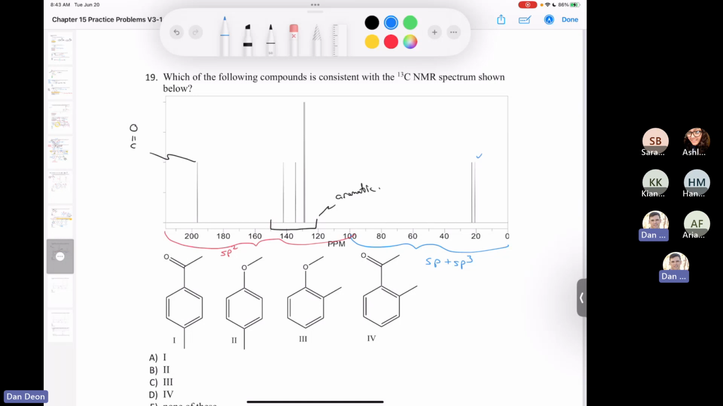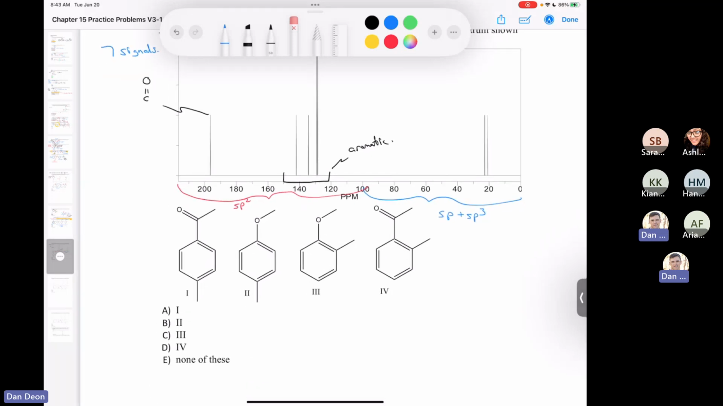We've got 1, 2, 3, 4, 5, 6, 7. So we have a total of 7 signals. Okay, in our carbon-13, we have a total of 7 signals. Now, if you look at each one of these compounds, it has more than 7 carbons. Right, if we look at the first compound, it's got 6, 7, 8, 9. So this one has 9 carbons. This one has 6, 7, 8 carbons. This one has 6, 7, 8 carbons. This one has 6, 7, 8, 9 carbons.